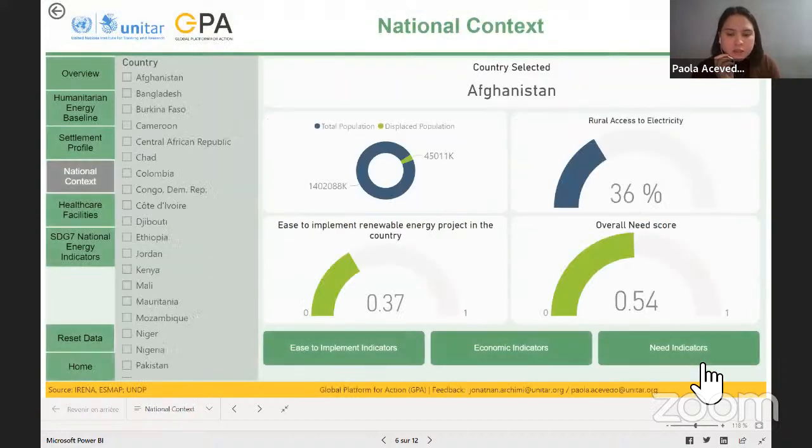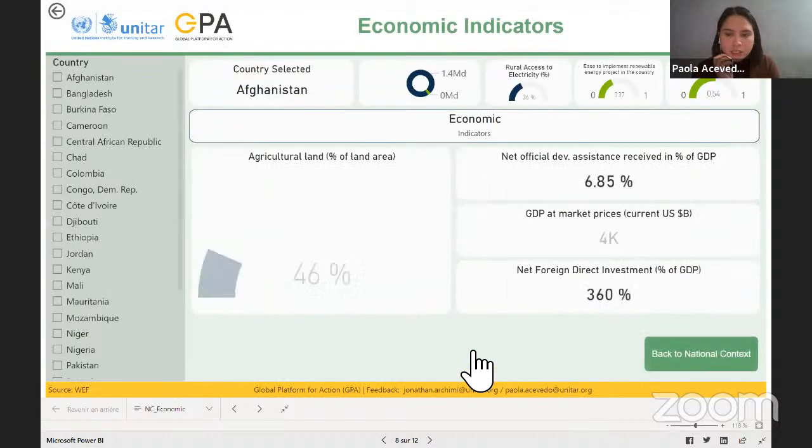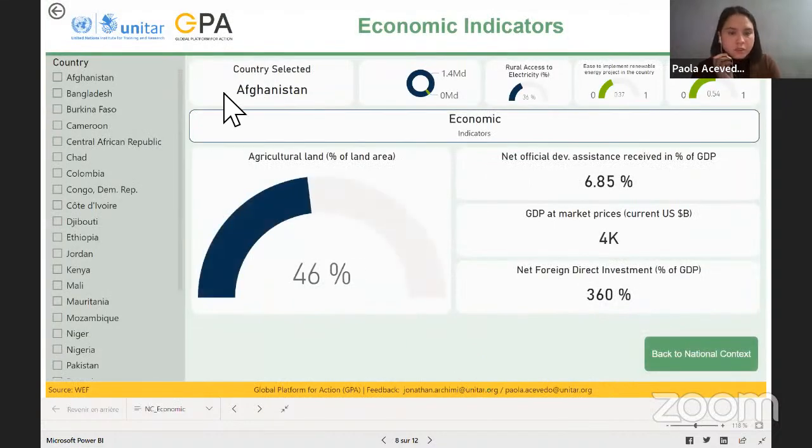And back to national context, we have the economic indicators. Also the summary on the top part. We have the percentage of agricultural land, percentage of land area. We have the net official development assistance received in percentage of the GDP, GDP at market prices, and net foreign direct investment. Also, you can filter it by country.